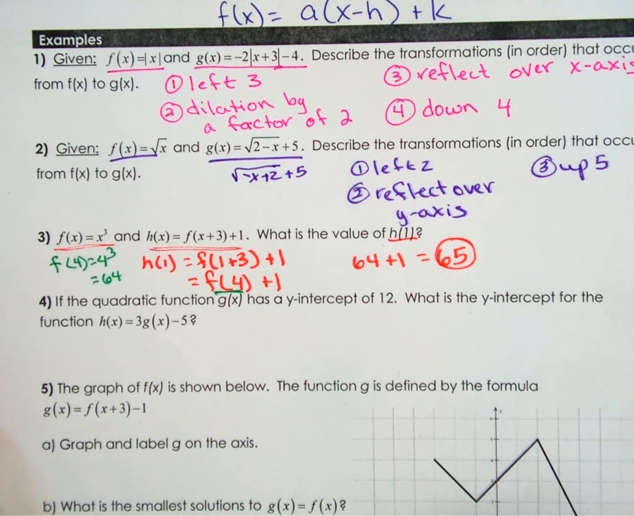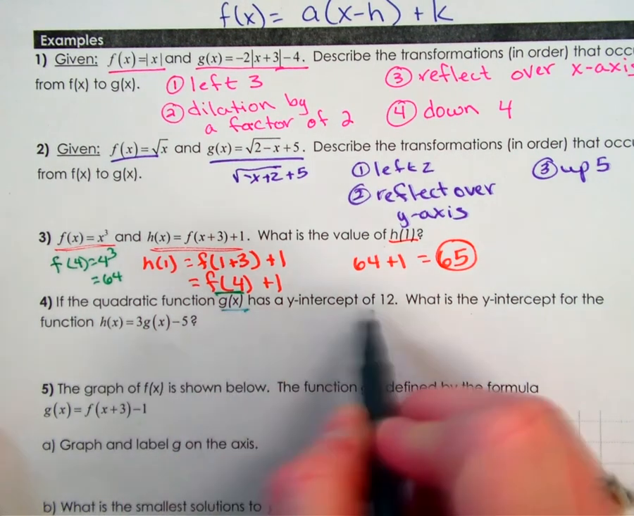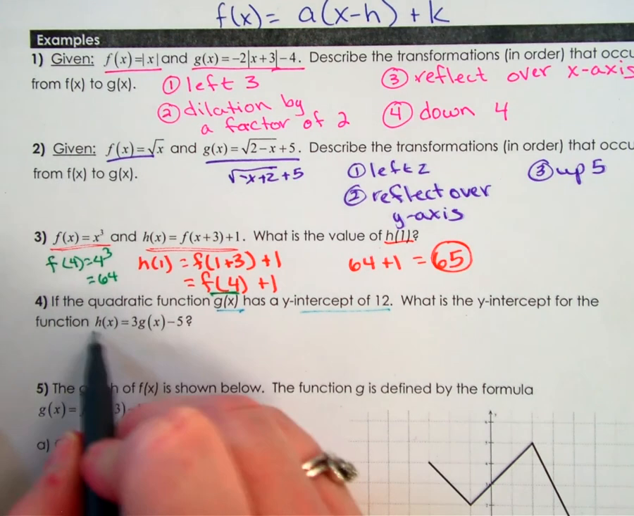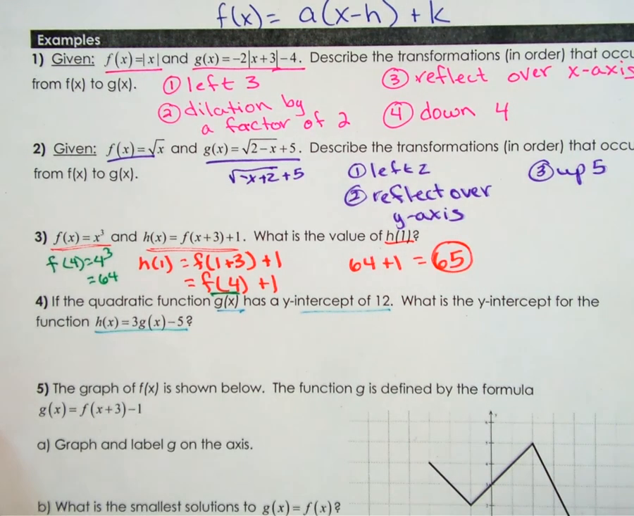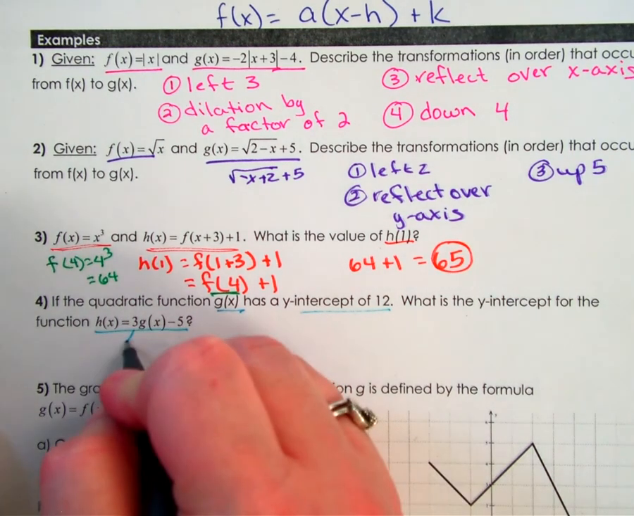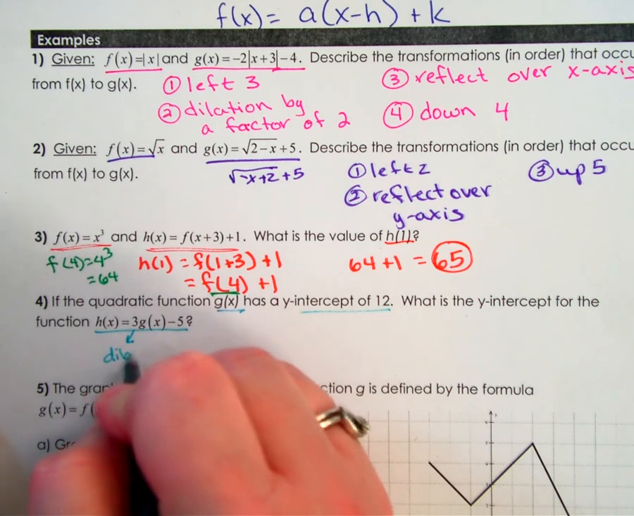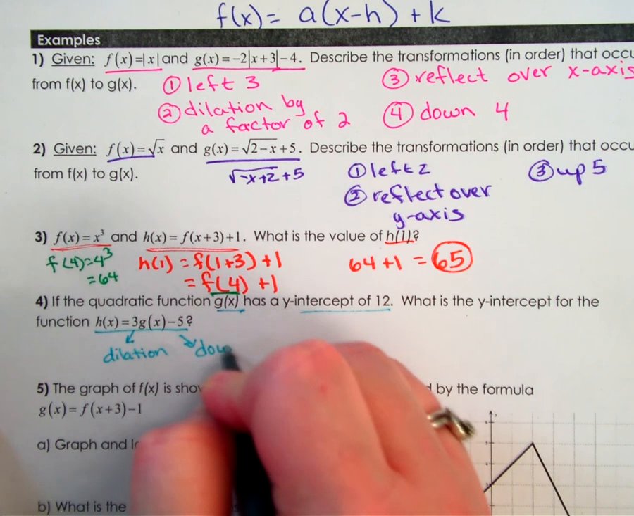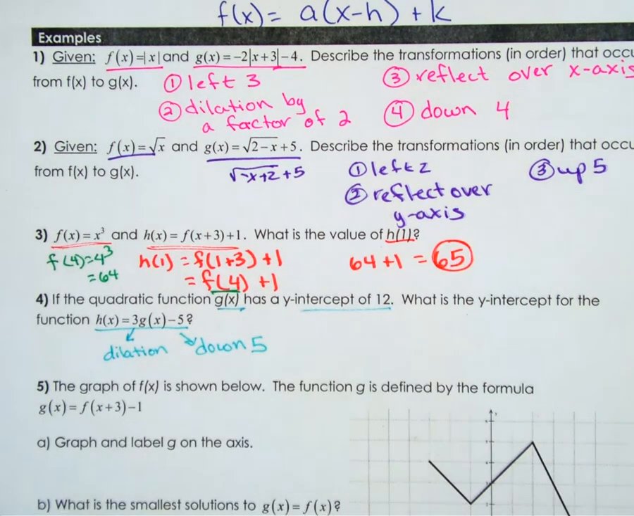All right. Quadratic function g of x has a y-intercept of 12. What is the y-intercept of the function h of x equals 3 times g of x minus 5? So here we have a dilation by 3. And then our function is going down 5.